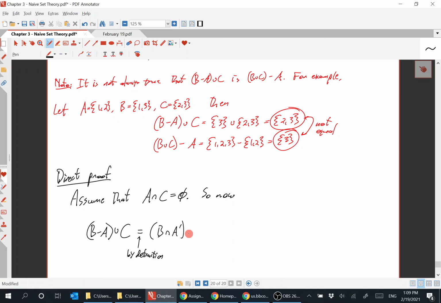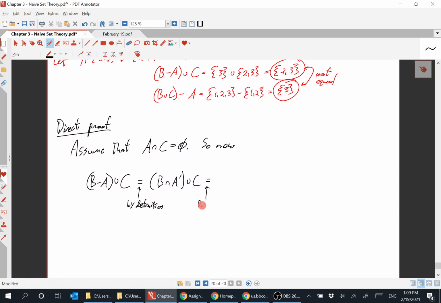B intersection A complement, union C. Right, which is equal to, by distribution, B intersection C union A complement intersection C. Or wait, A complement union B minus A union C. That's B intersection A complement union C. So that's B union C intersection A complement union C.